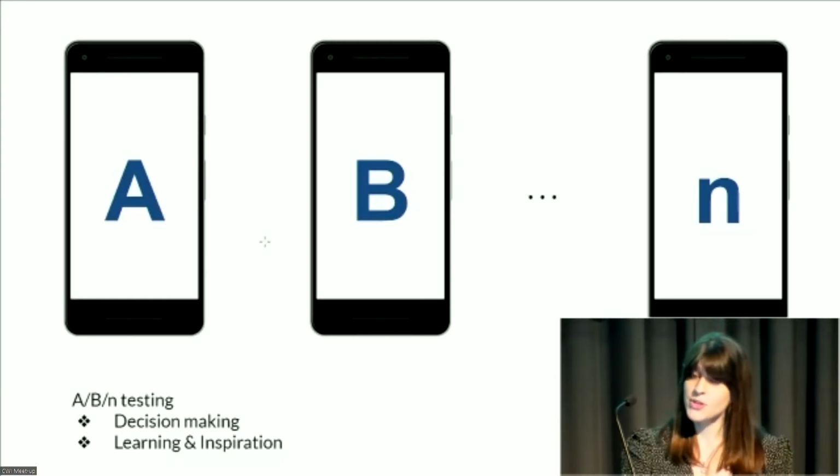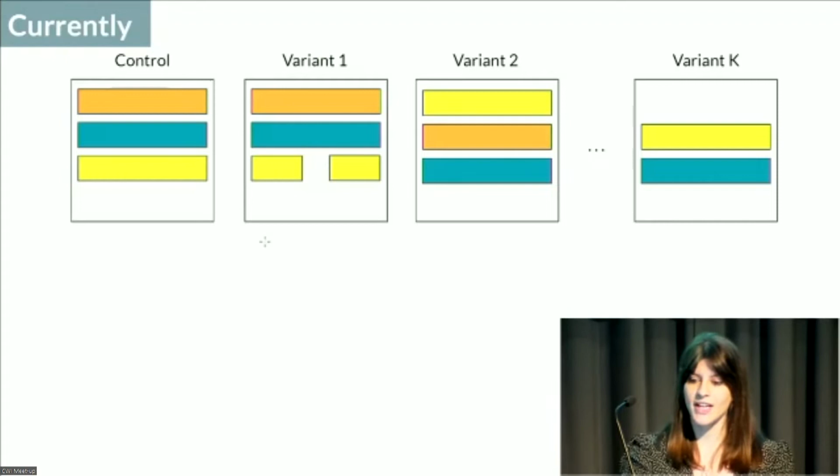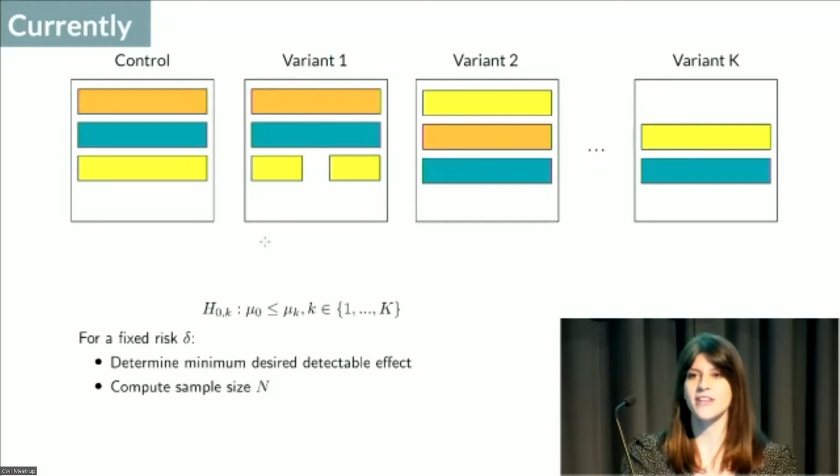So how do we solve this problem with the current non-adaptive experimentation platform? Again, I have a control. Let's assume I have a control and I have K different variants. I'm looking for the variants that are better than the control, just to be more clear. So we have K independent null hypotheses. And then for a fixed risk delta, which would represent the false positive probability, the experimenters will have to determine a minimum desired effect size. That's the effect size they want to see.